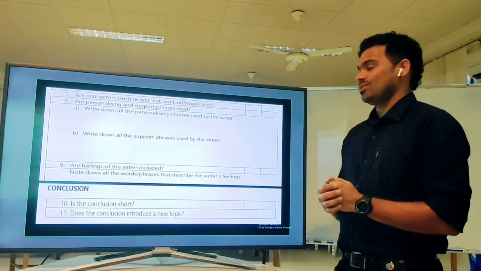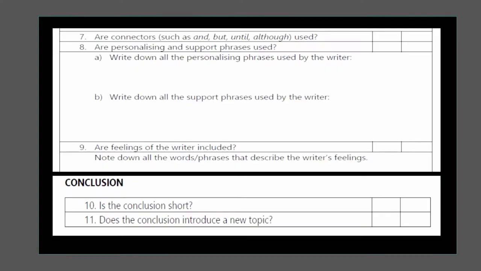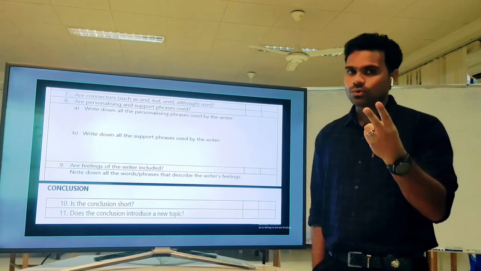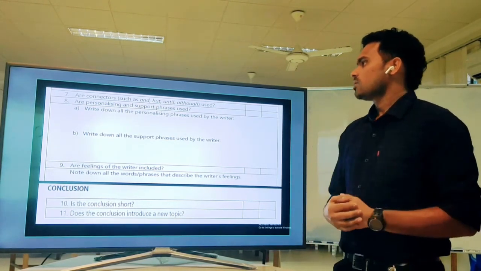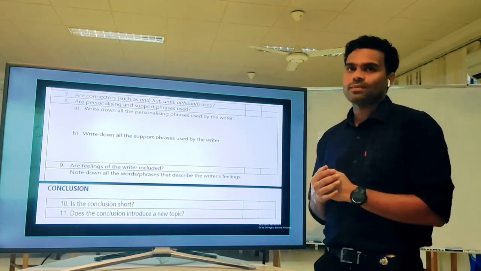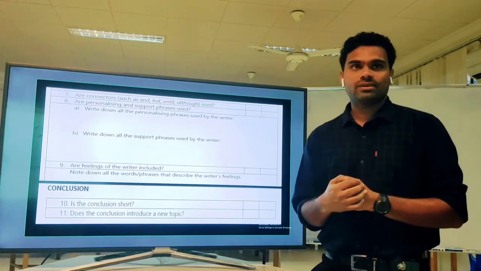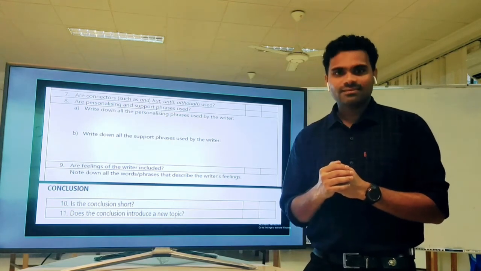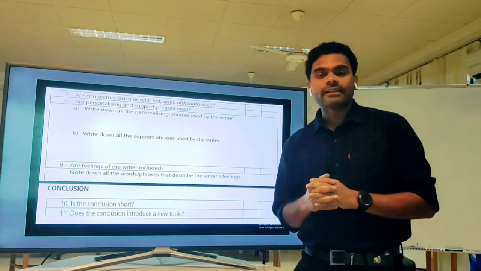Are connectors used? I told you to use appropriate connectors as well. Are personalizing and support phrases used? Right, personalizing, I told you there are two ways of personalizing. Try to use both. Write down all the personalizing phrases used by the writer. Write down all the support phrases used by the writer. And are the feelings of the writer included? Check it. Note down all the words or phrases that describe the writer's feelings.